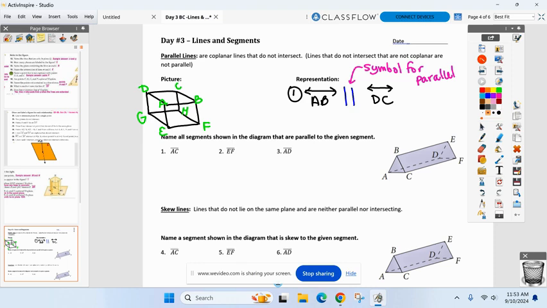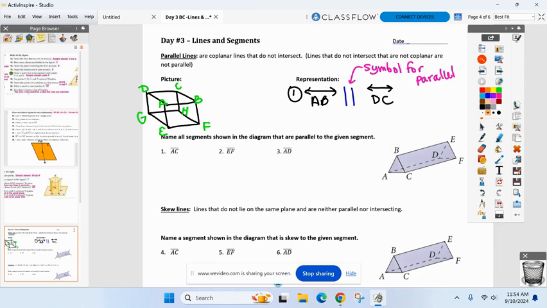Wait, so you said they had to be on the same plane? Correct. Couldn't GE and CB be on the same plane? Yeah, they are. They actually are on the same plane, you just don't see that plane. It's kind of like one that slices through. Great job. Yeah, you're correct. I would still consider those parallel. I just kind of have kids focus on ones you can see. All right, good job.